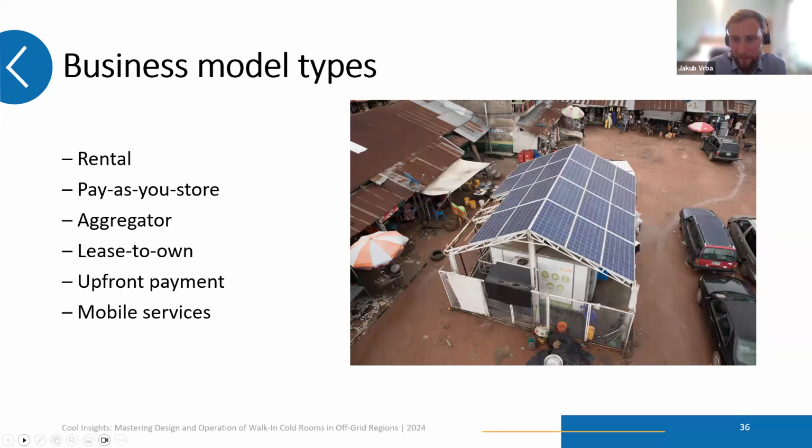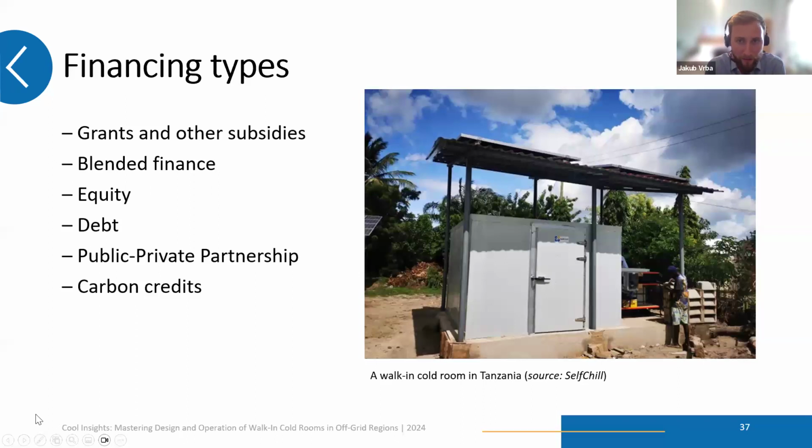Now, this is the final slide for the content itself, and that's looking at different financing options for cold room developers and operators. Many developers have been able to secure grant funding for pilot cold rooms, but there is only a small number of cold room companies who have been able to secure larger commercial investments to scale up.